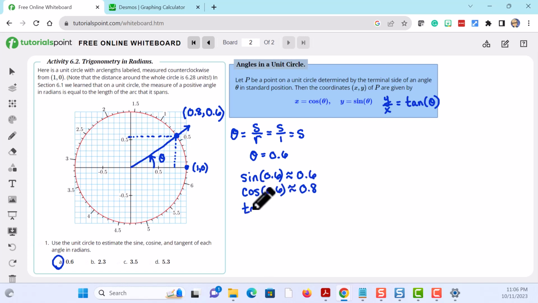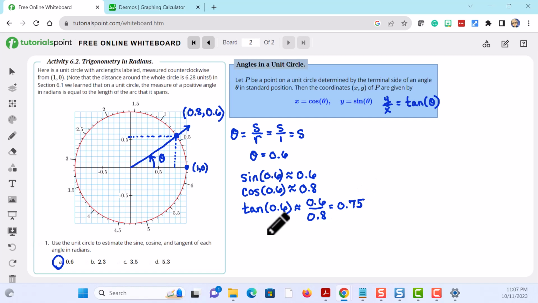And the tangent of 0.6 is the y-coordinate over the x-coordinate. So 0.6 over 0.8, and that reduces to 0.75. Now to check our results, we can use a scientific calculator.